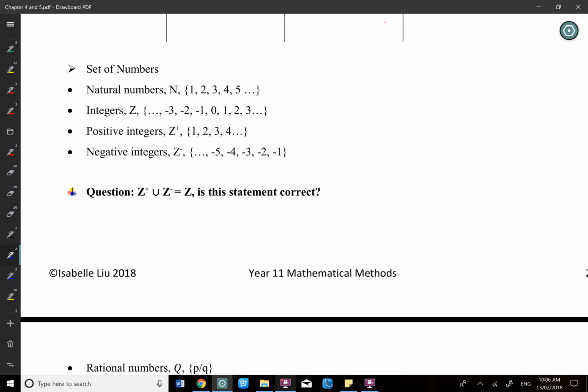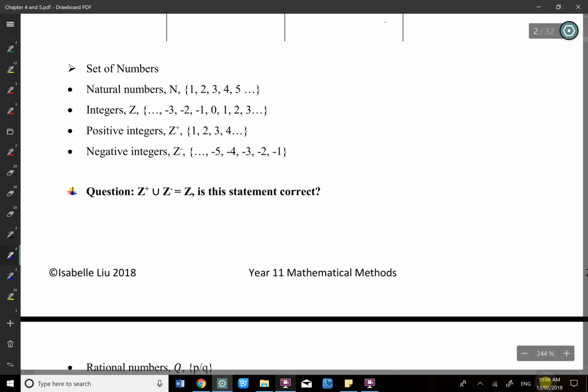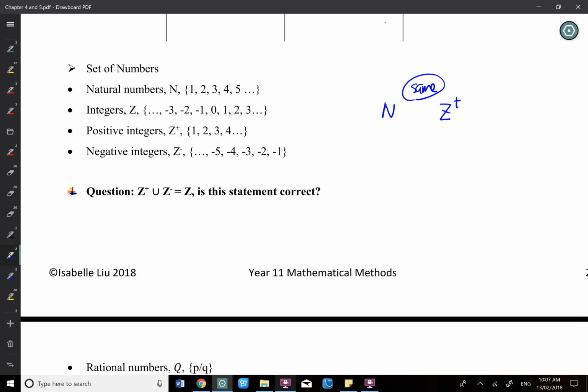Next one is integers. For integers there's no smallest or largest number, and the middle is 0. So 1, -1, 2, -2, 3, -3, all the integer numbers. We use Z to represent integers, but Z plus to represent the positive integers. Therefore, N and Z plus are the same, because Z plus is the positive integers. What are positive integers? 1, 2, 3, 4, 5. So same as the natural numbers.